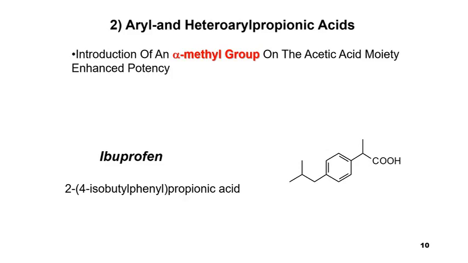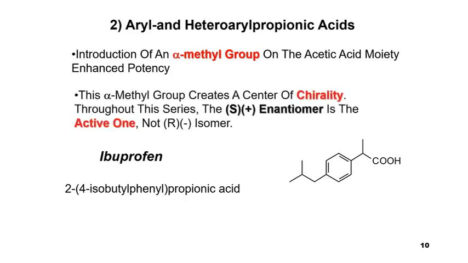The prototype of this class is ibuprofen, and following the name, it is an isobutyl derivative of phenyl propionic acid derivatives. Of course, the introduction of this methyl function on the alpha carbon produces a center of chirality where we can find two enantiomers, the S positive and the R negative isomer, where the S positive is the active one.